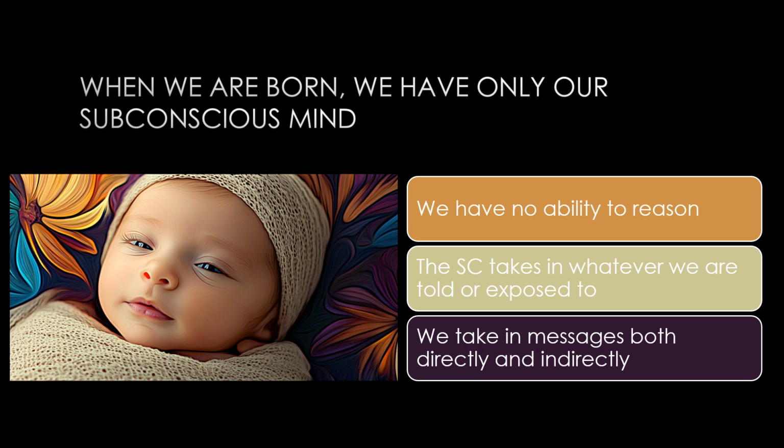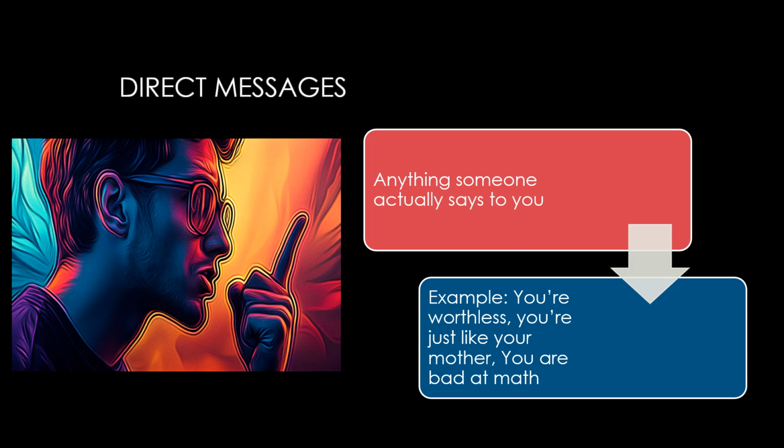Now we take in messages from our environment both directly and indirectly. So a direct message is something that a person actually says to you. So for example, having a negative, critical parent who tells you you're worthless, or a teacher who tells you you're bad at math. When we're little, we don't have the ability to censor those messages. They just go straight into the subconscious. Remember, the subconscious is not the reasoning part of the mind. It doesn't go, oh, maybe that person was just in a bad mood, or maybe they're projecting their own feelings about themselves onto me. The subconscious has no ability to do that. The messages just go into the subconscious and become part of our belief system.